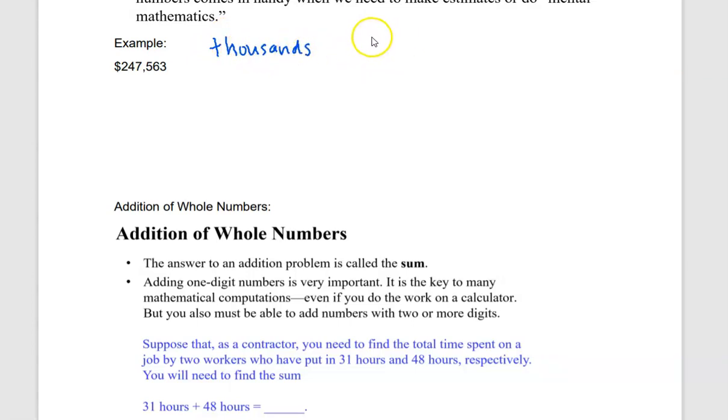Okay, let's look at a couple of different things. Let's round it to the thousands place. Let's round it to the tens place. Let's maybe round it to the hundreds place.